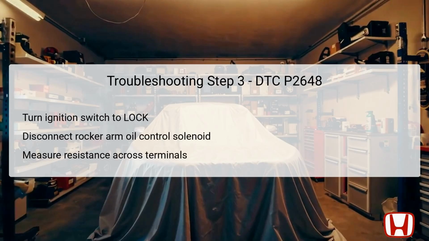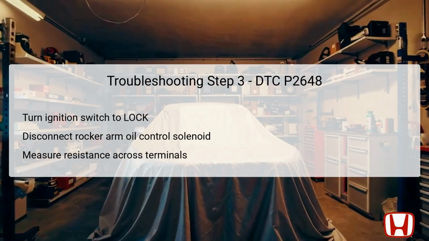In this step, turn the ignition switch to the lock position to ensure all electrical components are powered down before making any disconnections. Next, disconnect the 2P connector from the rocker arm oil control solenoid A, located on bank 1. This disconnection allows for safe measurements without the risk of short circuits or inaccurate readings.